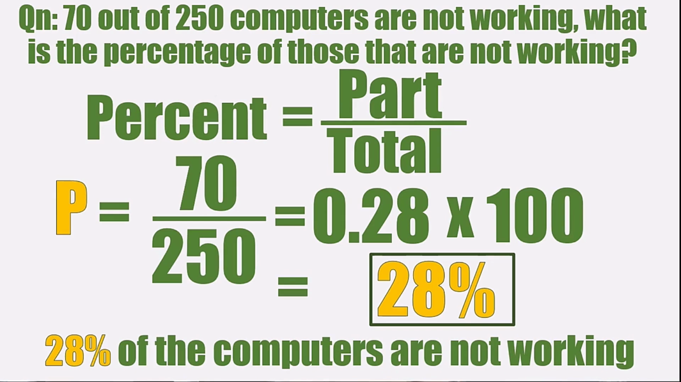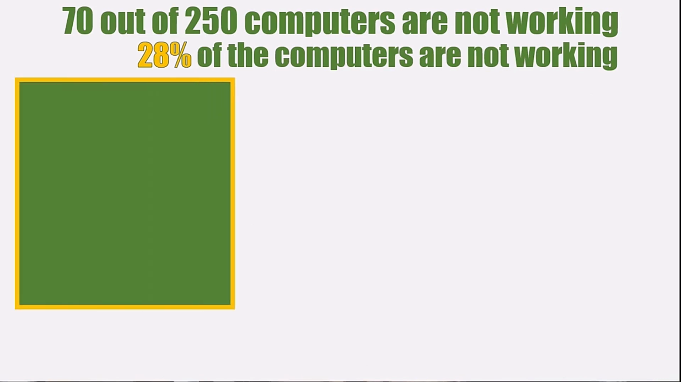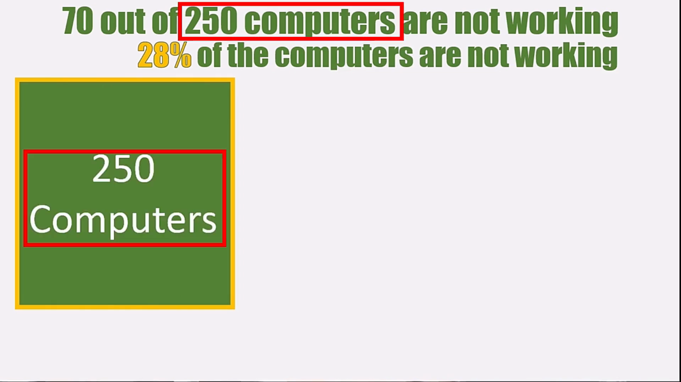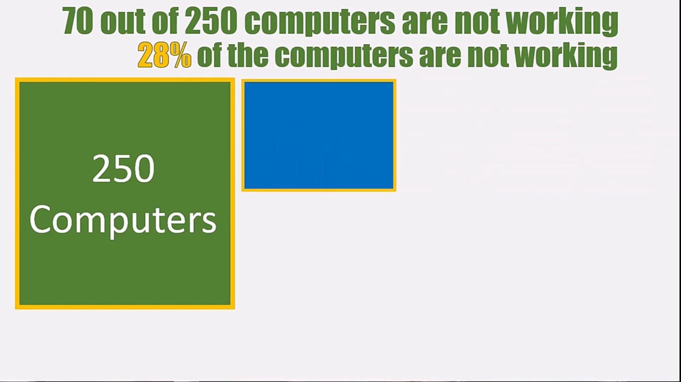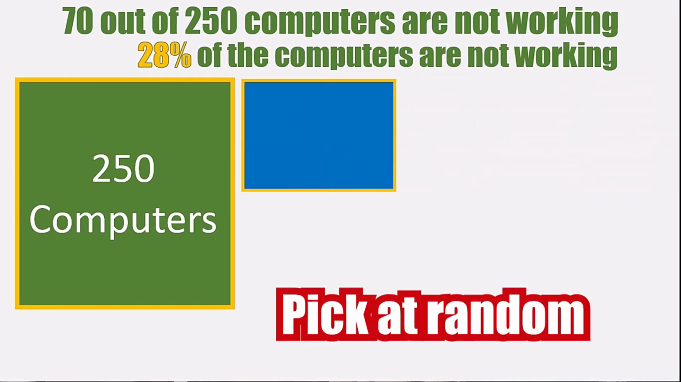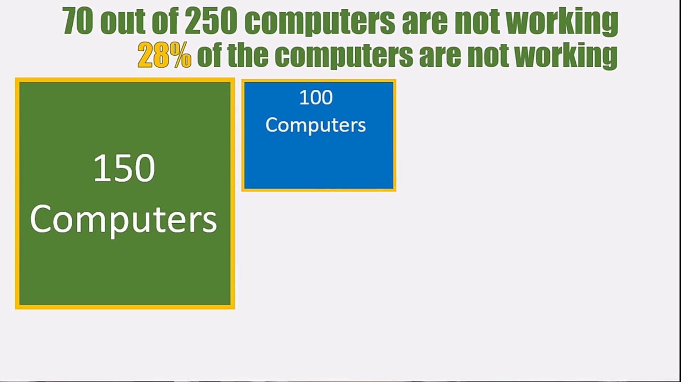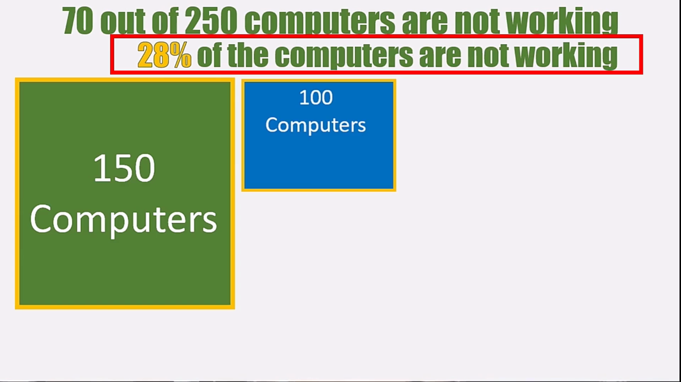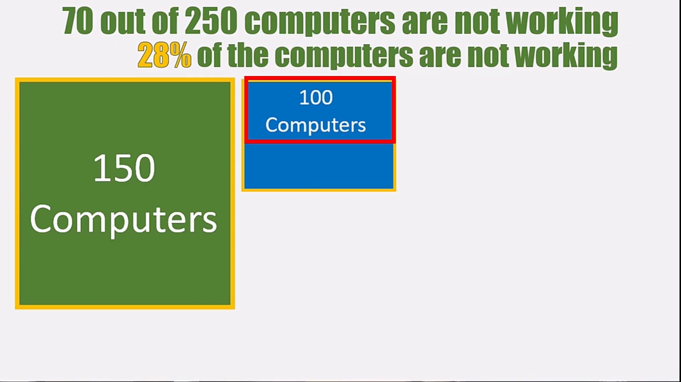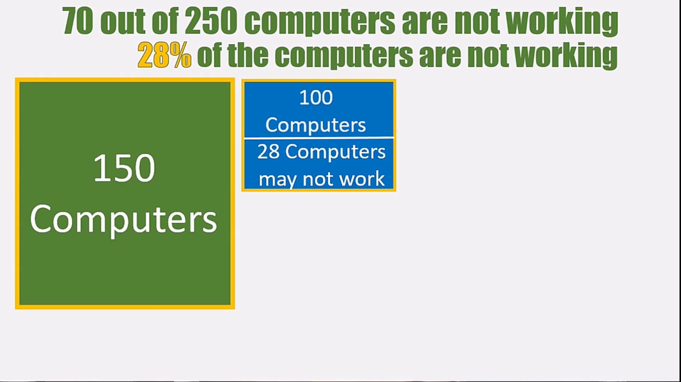Now to better understand exactly what percent means, let's use this real-world example. This is actually the same example that we have seen above, and the percentage of computers that are not working is 28. Now let's say we have a green box like this, and this box is containing all our computers, the 250 computers. Then again we bring another smaller blue box like this. Now we decide to pick at random 100 computers from the green box. That will make our green box remain with 150 computers, and the blue box will have the first set of 100 computers. Now the 28% of computers not working means in the set of 100 computers that we have picked, 28 computers may not work.